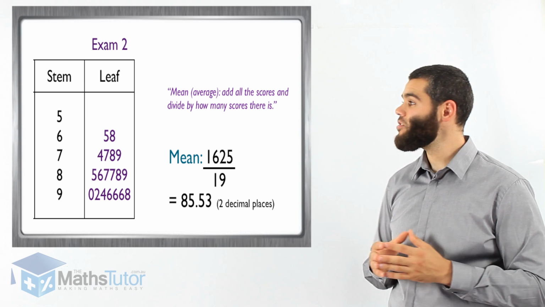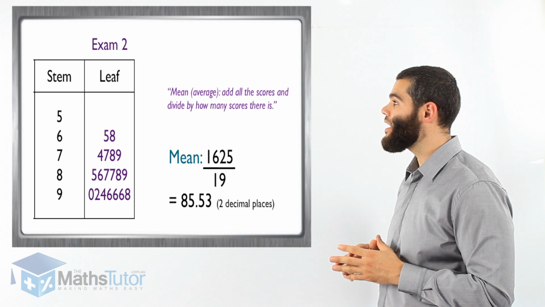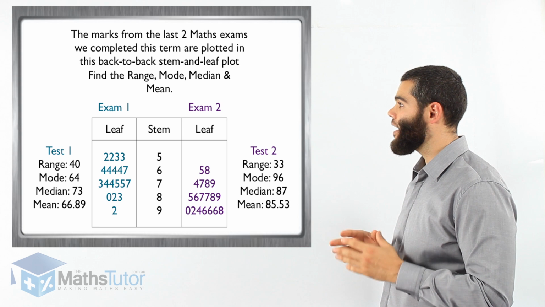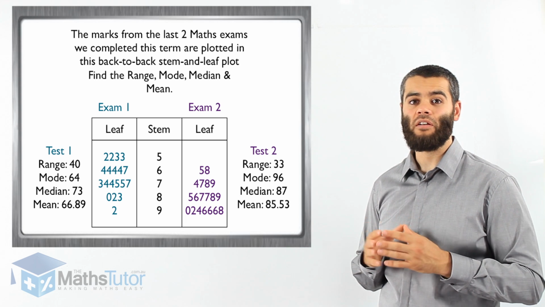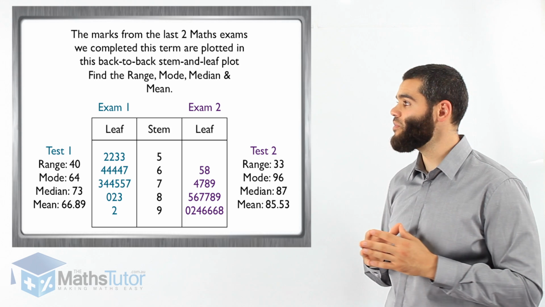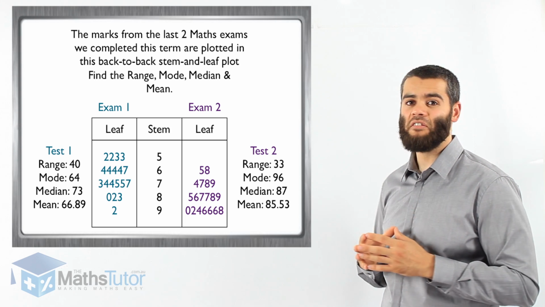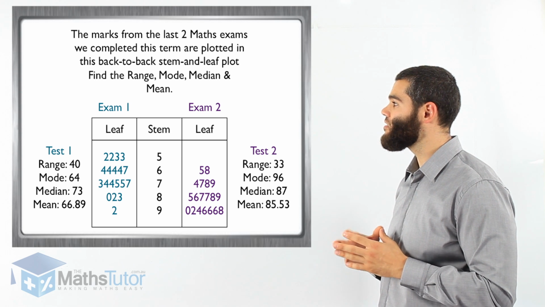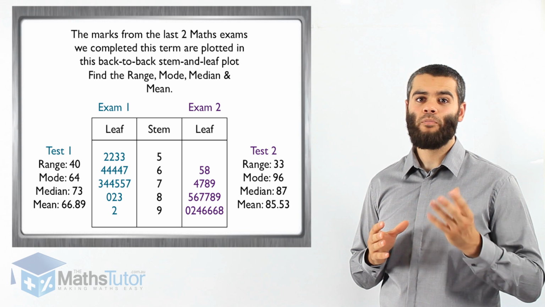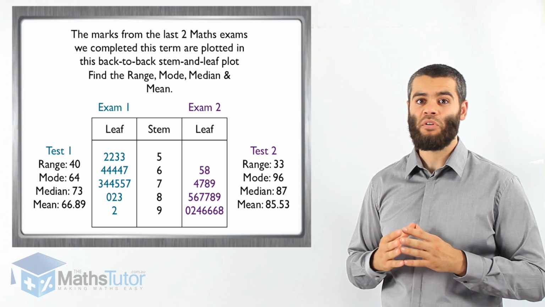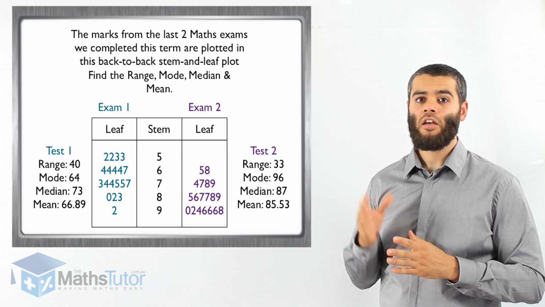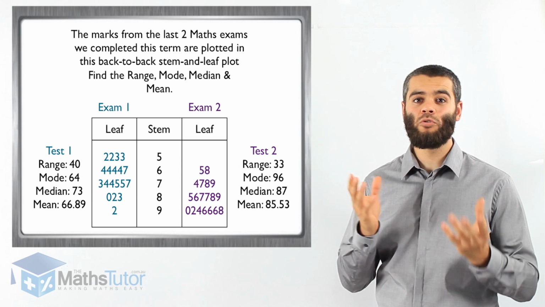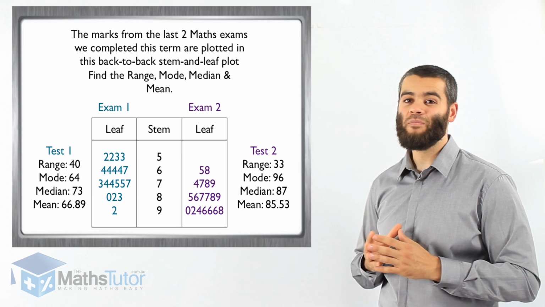We can see that the average in test number 2 is higher than the average in test number 1. It was 85.53 here, and in test number 1 it was 66.89. So we can tell straight away there's a big improvement. By looking at the stem and leaf plot, we can already tell that there's an improvement. By looking at the range, the mode, the median and the mean, we can also notice that there is an improvement from exam 2 compared to exam 1. Maybe the students were studying harder, maybe there was more revision done, but we can straight away tell the results were much better. This is how we can compare two sets of data using the back-to-back stem and leaf.